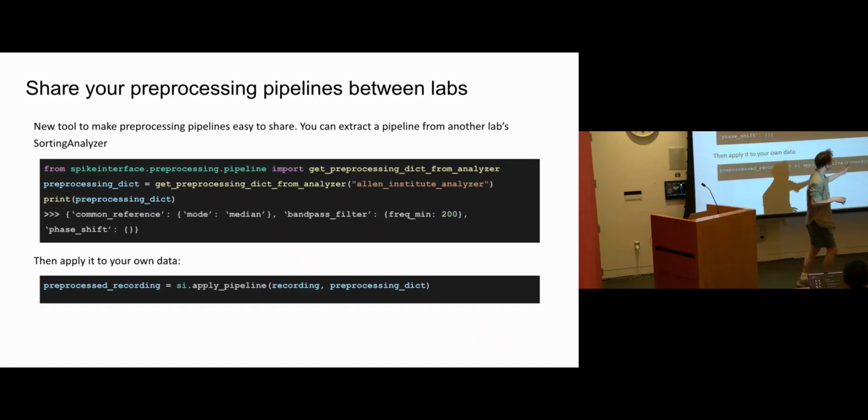If I go and ask Alessio at Allen for one of his sorting analyzers, I can take that, apply this, and get a pre-processing dictionary from his analyzer, and I don't have to trust him about what he did when he was pre-processing his recordings. I'll get a dictionary that tells me exactly what he did, and then I can apply that to my recording in my lab. So instead of having to go through the whole process, I can just say, hey, send me an analyzer or give me this dictionary that describes the entire pre-processing process. So this should make sharing different pipelines between labs very simple.